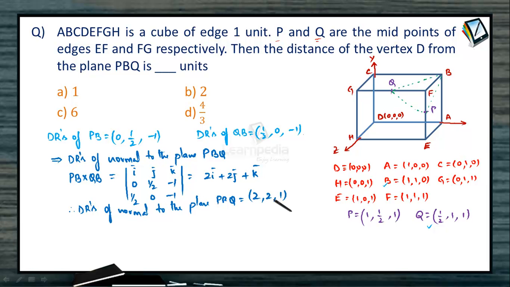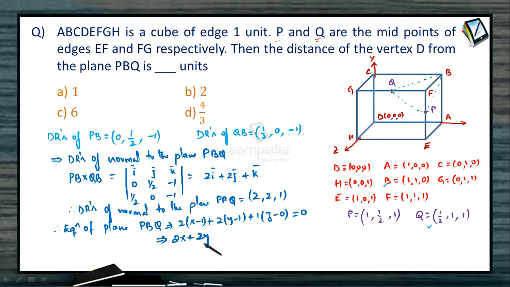Now, knowing the normal's DRs, can we write the equation of the plane? Yes, we know the normal of the plane, and that plane is passing through any of these points P, Q or B. So the equation of the plane PBQ will be given by 2 times, let's consider the plane which is passing through point B, then it is 2 times x minus x1 plus 2 times y minus y1 plus 1 times z minus z1 equal to 0, or the plane equation is 2x plus 2y plus z minus 2 minus 2, that is minus 4 equal to 0. Now we got the plane equation also, but what is the requirement?